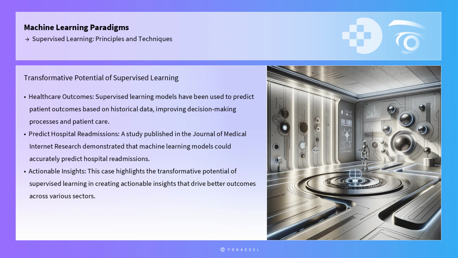Supervised learning's effectiveness is further illustrated through case studies. For instance, in the healthcare industry, supervised learning models have been used to predict patient outcomes based on historical data, improving decision-making processes and patient care. A study published in the Journal of Medical Internet Research demonstrated that machine learning models could accurately predict hospital readmissions, enabling healthcare providers to intervene proactively. This case highlights the transformative potential of supervised learning in creating actionable insights that drive better outcomes across various sectors.